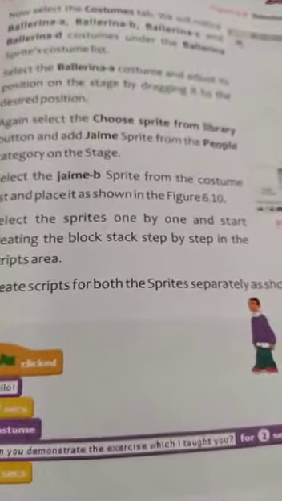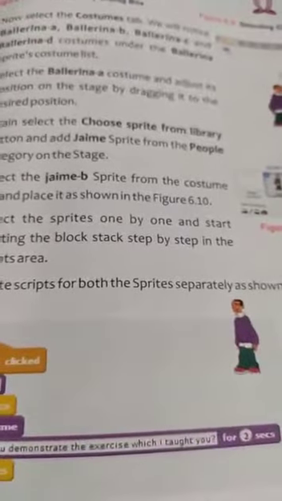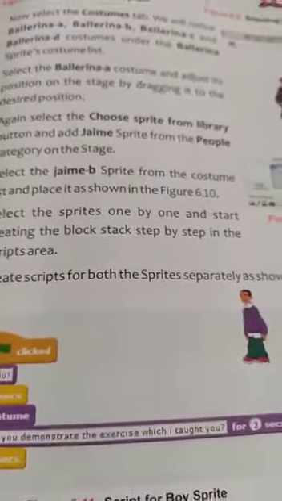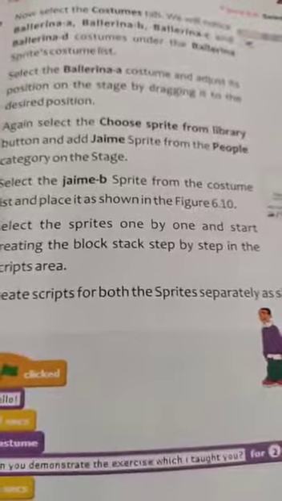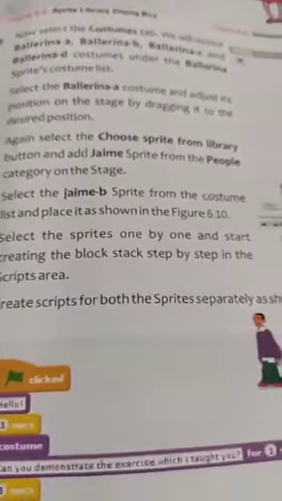So this is the program in which we are using 2 sprites. Firstly, select one sprite, adjust its position, then add the second sprite and adjust its position accordingly on the stage. Then separately select each sprite and add the script for it. And when you click on the green flag, it will start performing on the stage.